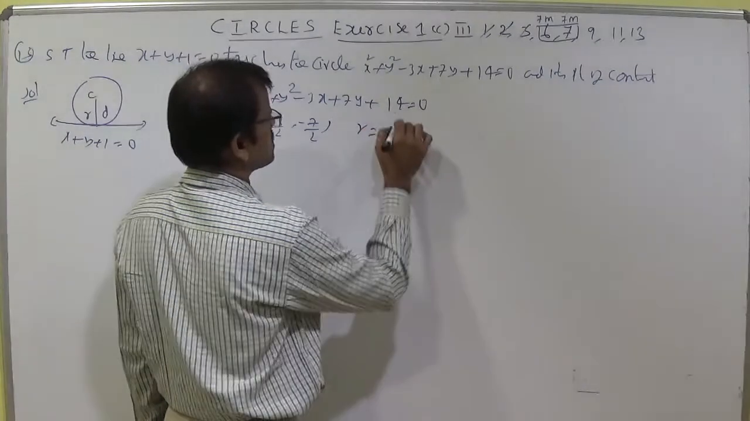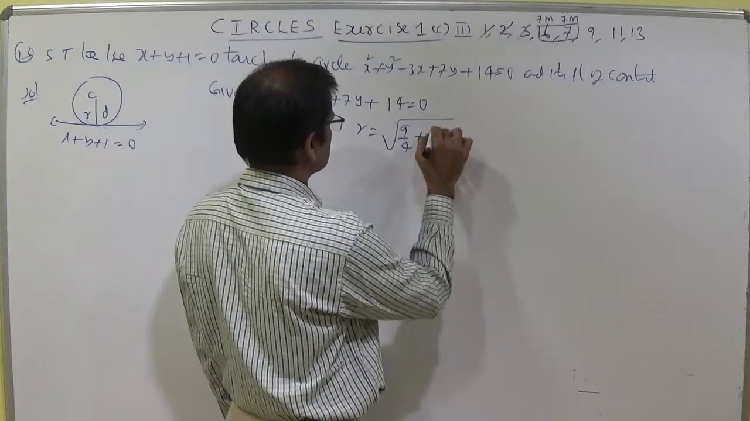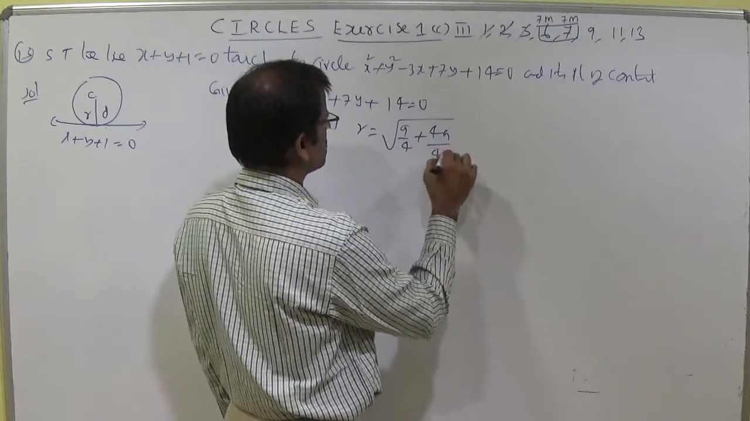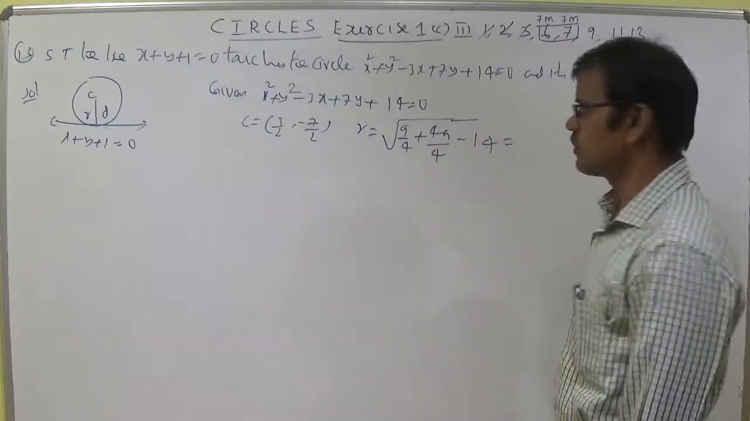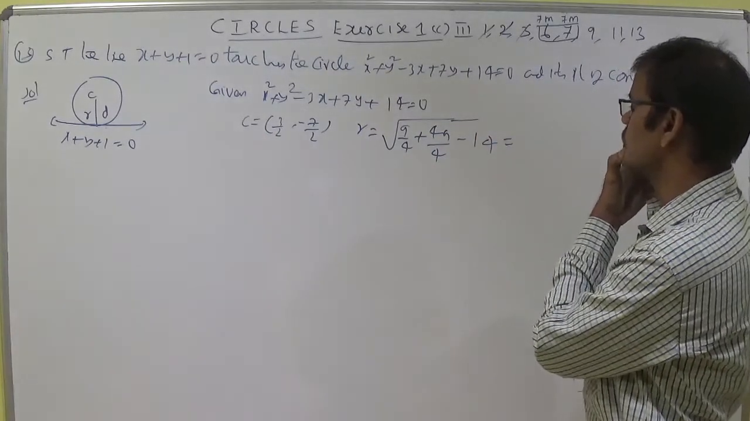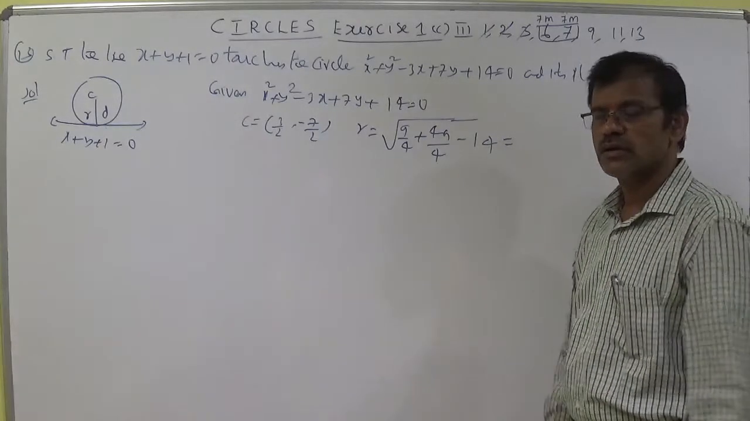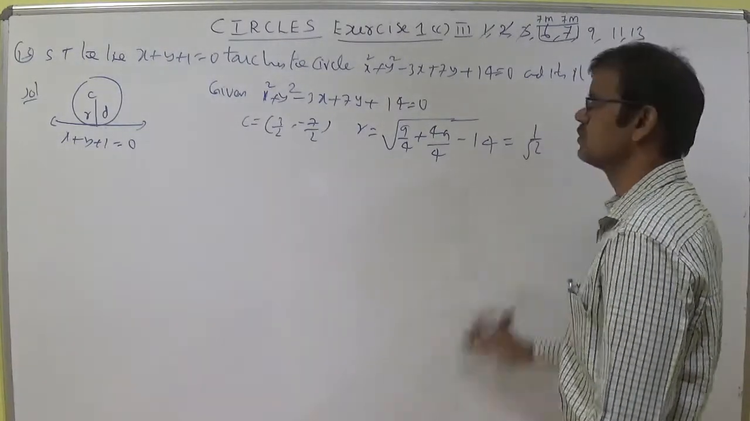So here R is equal to root of g square plus f square minus c. That is 9 by 4 plus 49 by 4 minus 14, all under root. 9 plus 49 is 58, minus 56, so 2 by 4, that is 1 by 2. So R is 1 by root 2.